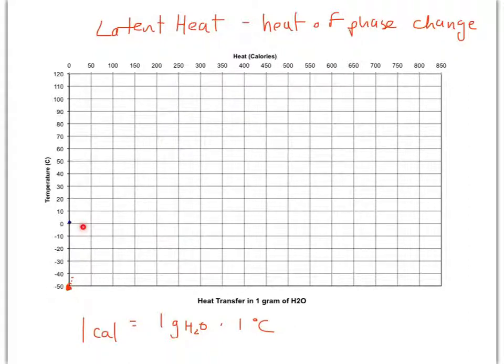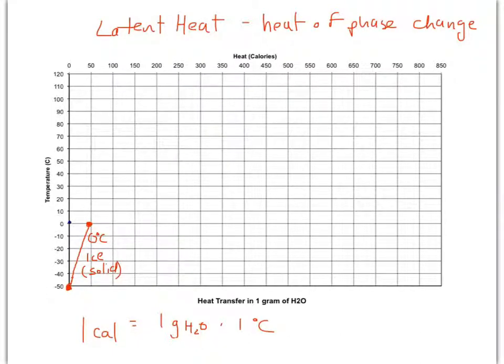As we continue to add calories of heat, we're raising the temperature. If we add 50 calories, we raise it 50 degrees. By the way, that's why I started at negative 50, so it would be convenient like that. We raise it up to 0, which you probably know is the freezing and melting point of water, 0 degrees Celsius. So right here we have 0 degrees Celsius ice, or solid.